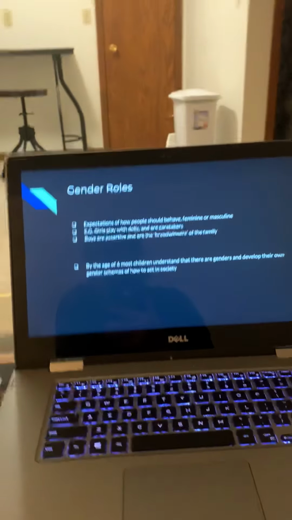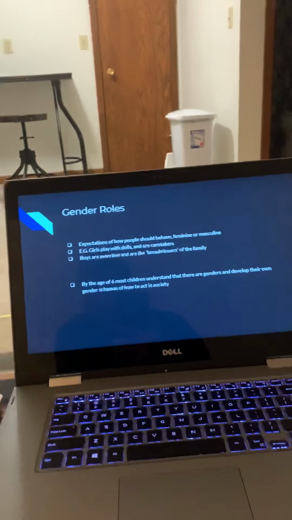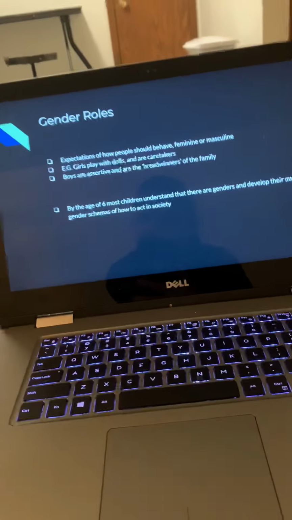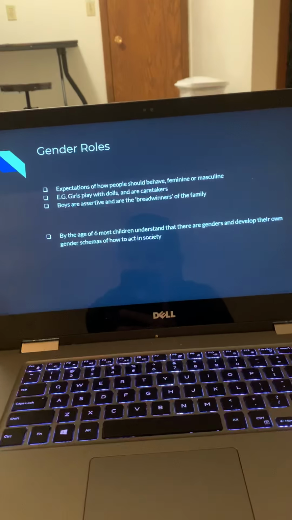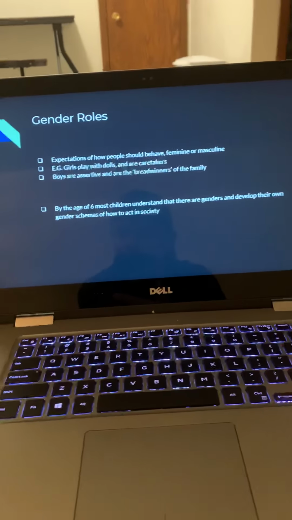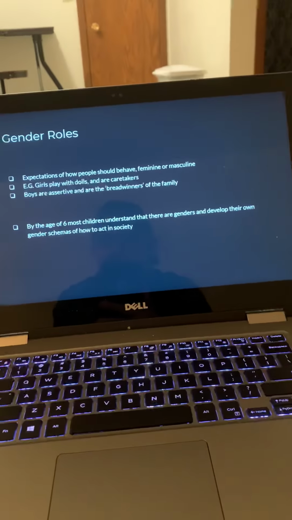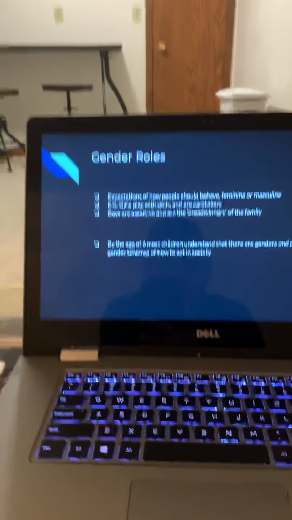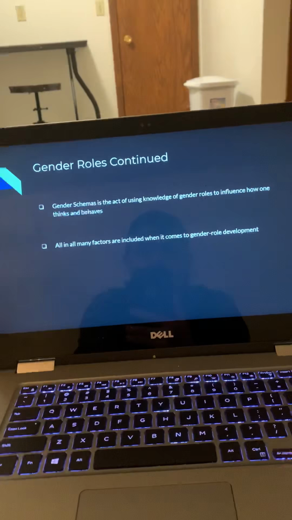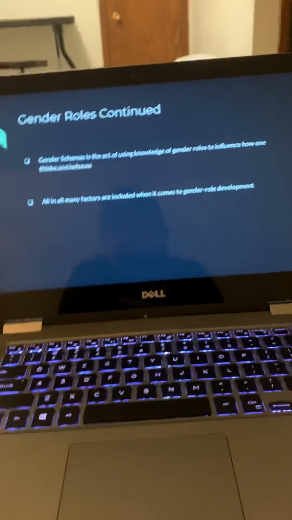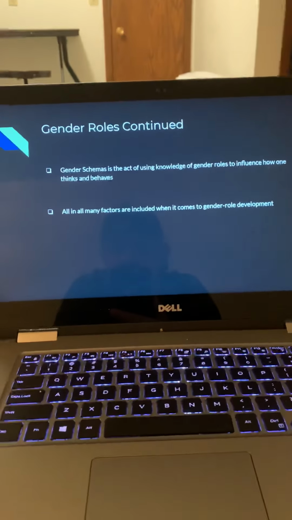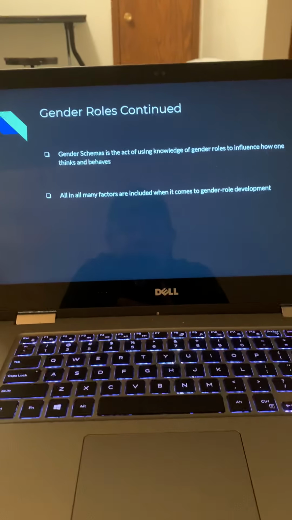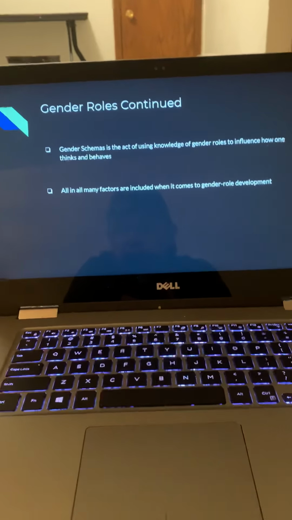We see gender roles everywhere, whether that be at Walmart with girls having dresses and boys having bikes in the store, or even McDonald's where girls get princesses and guys get action figures and stuff like that. To continue here, gender schemas is the act of using knowledge of gender roles to influence how one thinks and behaves.